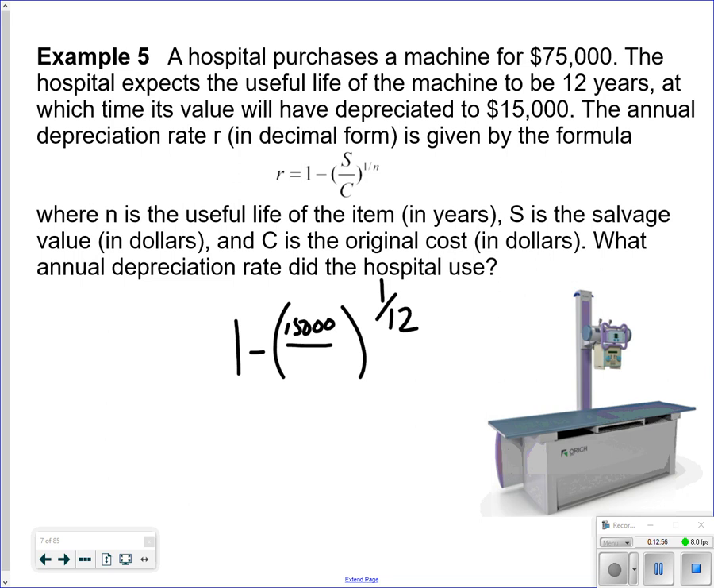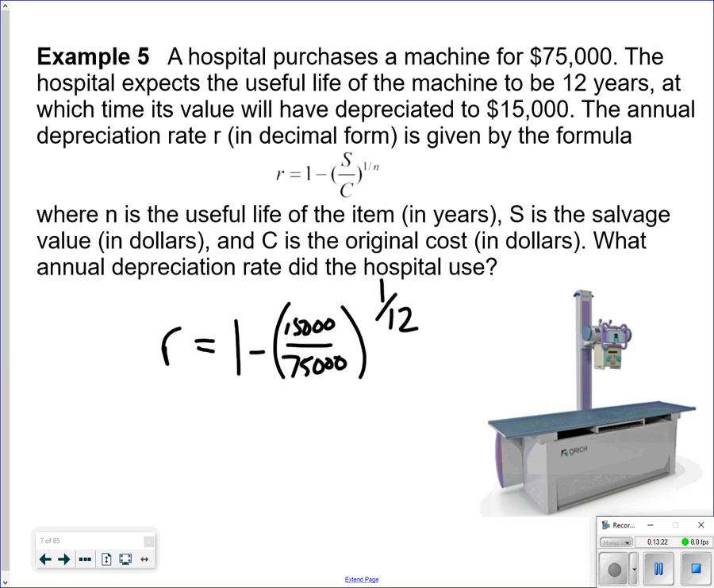C is the original cost. So 75,000. So think of this from a business perspective. You expect something to last a certain amount of time. How much will it be worth when it's done? So what is the R? What is the rate of depreciation for this particular question? So I'm going to go ahead and pull out my graphing calculator and type this in. So go ahead and hit pause.